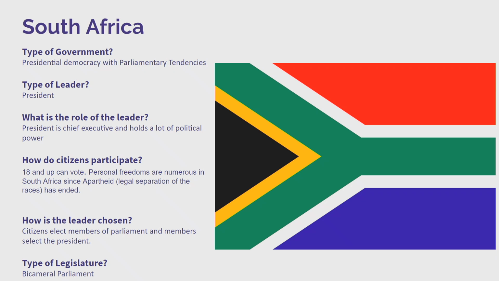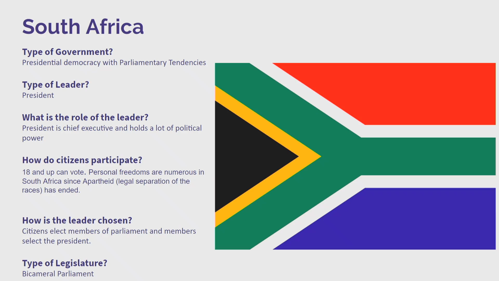They have a bicameral legislature as well. It consists of the National Assembly and the National Council of Provinces. All right. Please pause here if you have not completed taking the notes on South Africa and add them into your graphic organizer.